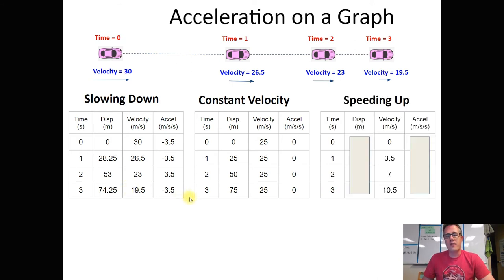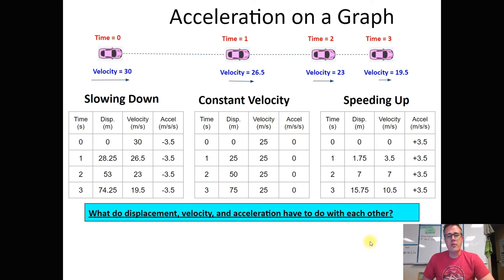Now the last one for speeding up. Pause this video and think about how these numbers should look. All right, so we've got a velocity that's getting greater and greater. That must mean we have a positive acceleration. And our displacement should be going up because we're moving, but it should be going up at a greater quantity each time we move along in time. So for this one, we had a positive 3.5, and our displacement was getting bigger each second.